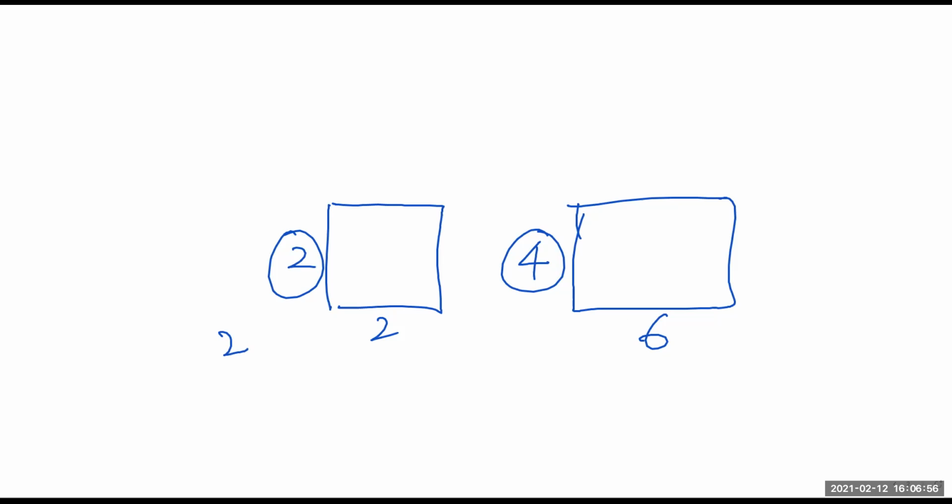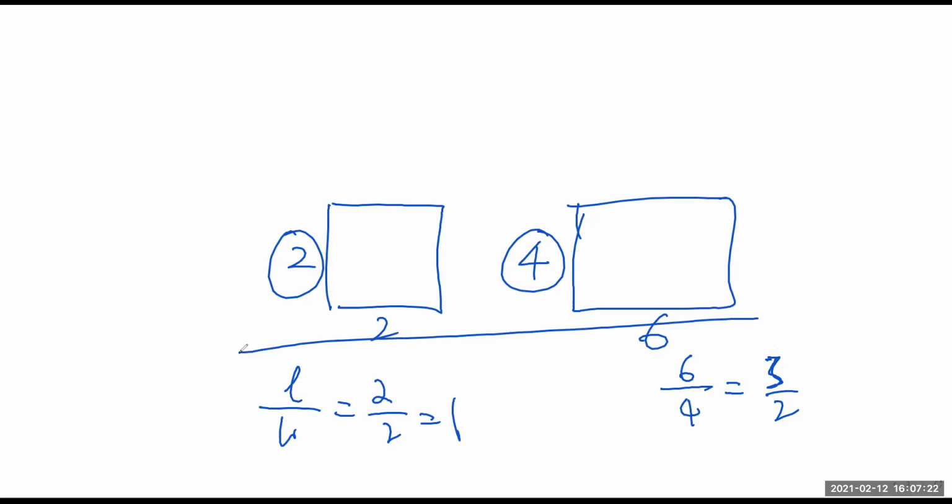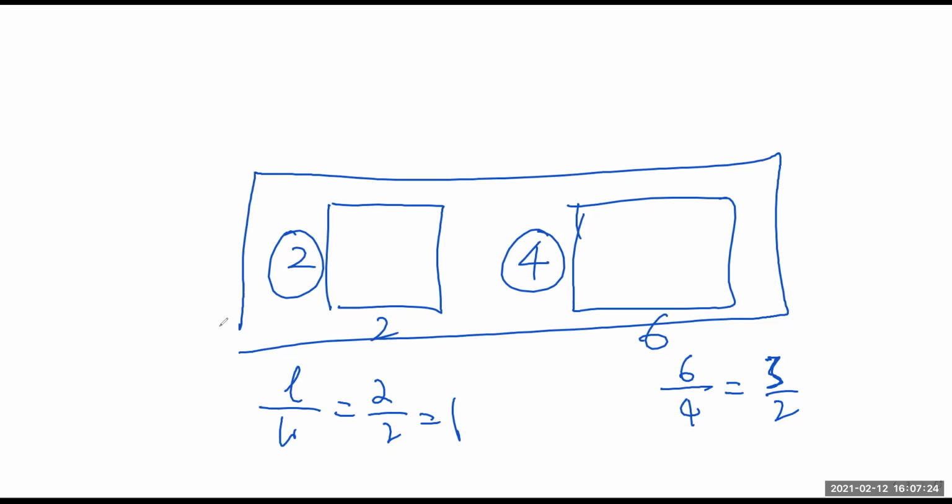And another way to see if two rectangles are similar is based on the ratio of two sides. Like in this one, the length over width is 2 over 2, so it's 1. But here, the length is 6 and the width is 4, and that's 3 over 2. So 1 is not equal to 3 over 2, so those two are not similar. Okay, good.